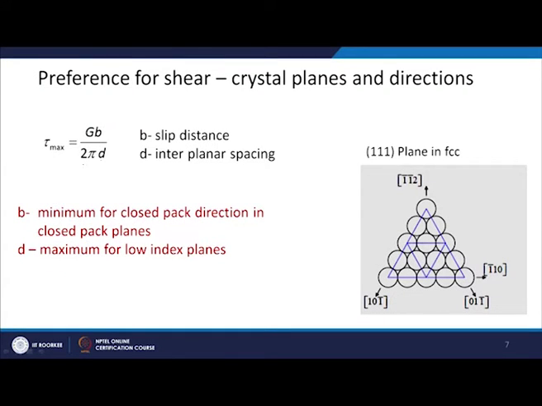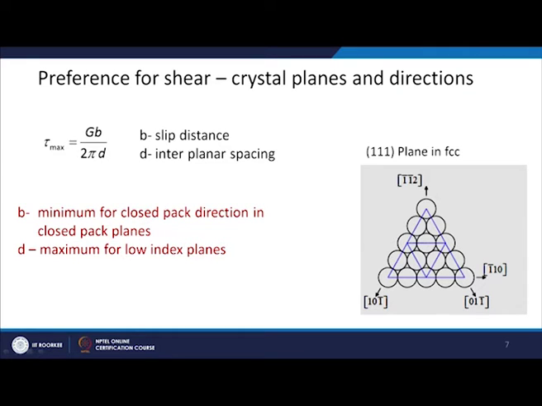Now, when you talk about shear, is there any preference for certain crystal planes or directions? If you look at this equation again, tau max equals Gb by 2 pi d, where b is the slip distance and d is the interplanar spacing. If you remember from when we discussed crystal structures, planes and directions, the slip distance is minimum for close-packed directions in close-packed planes.